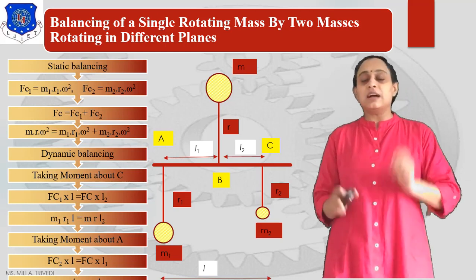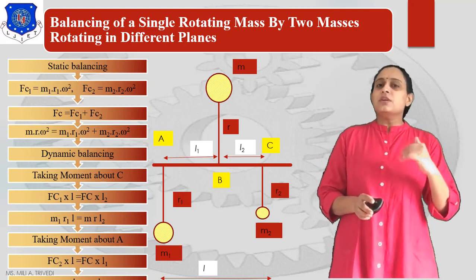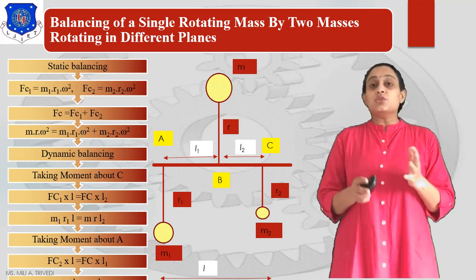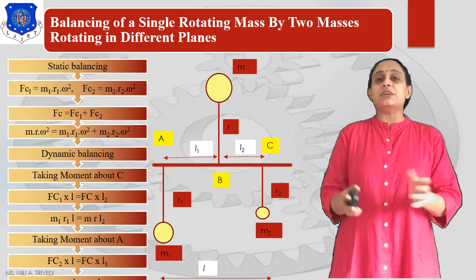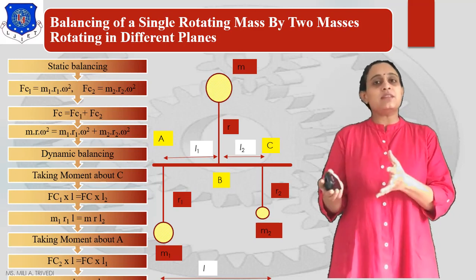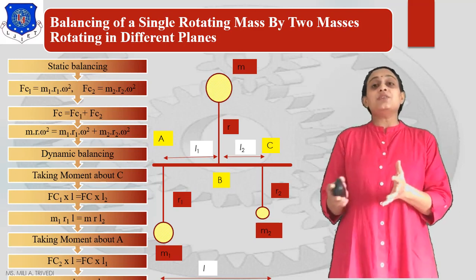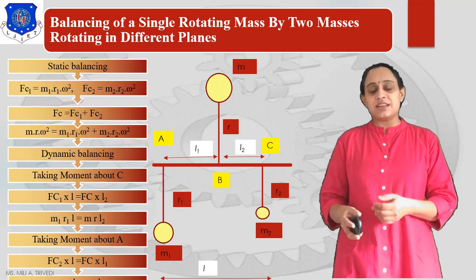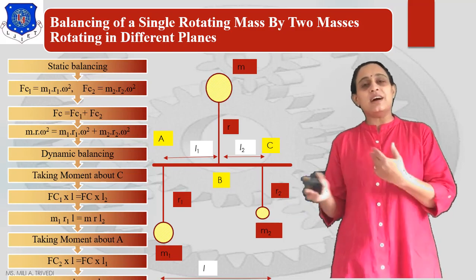It is m omega square r. Next one, we consider mass m1. So what is the centrifugal force of mass m1? It is m1 omega square r1. What is the centrifugal force of mass m2? It is m2 omega square r2.